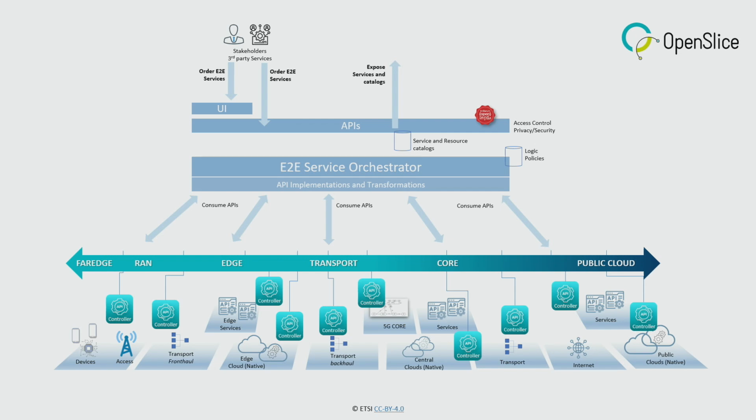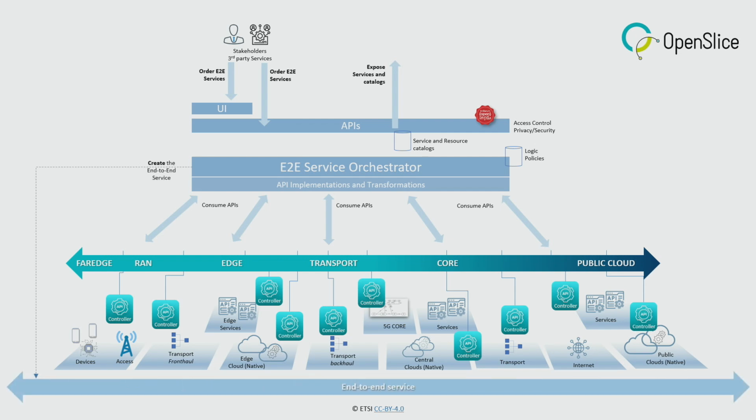When an order is captured, the end-to-end service orchestrator employs the underlying controllers so as to deliver the end-to-end service. Respectively, this service is exposed to the end-to-end user. So this is network as a service, and this box is where OpenSlice stands in this architecture.